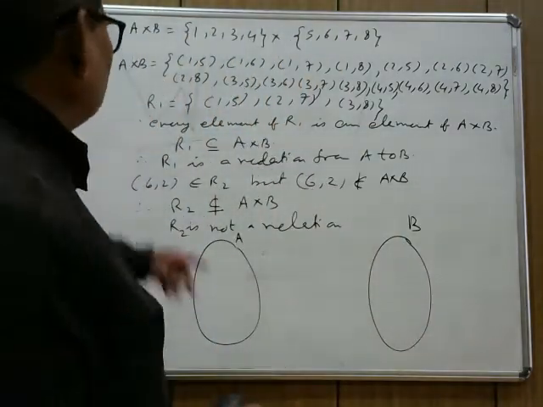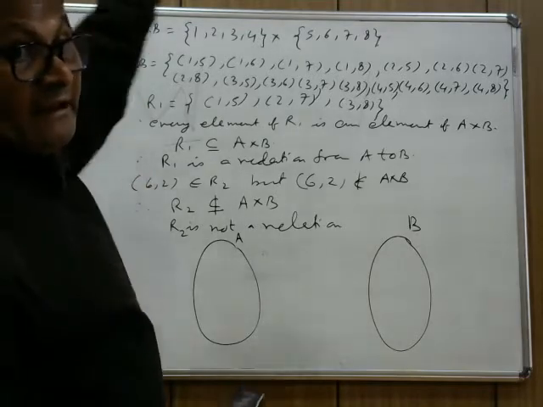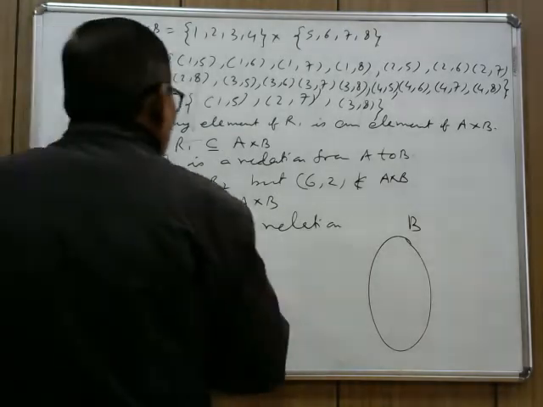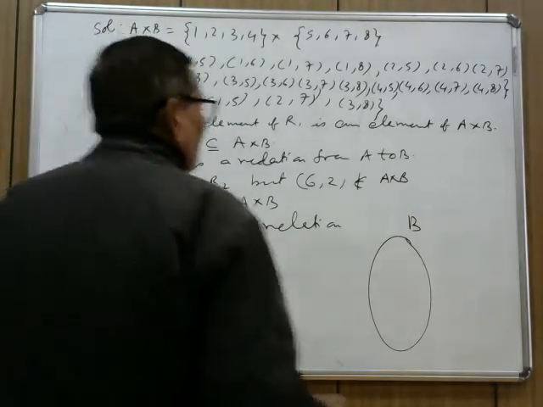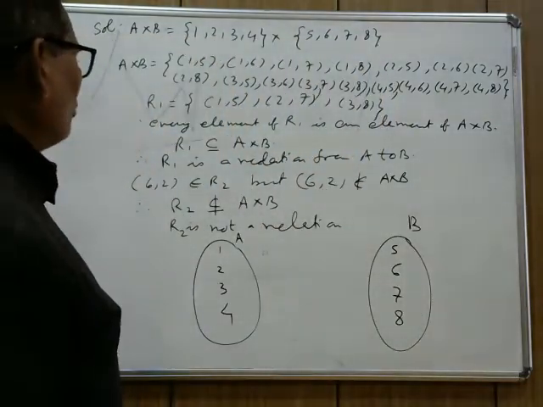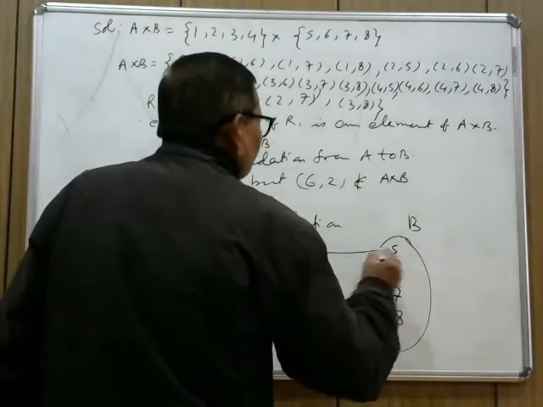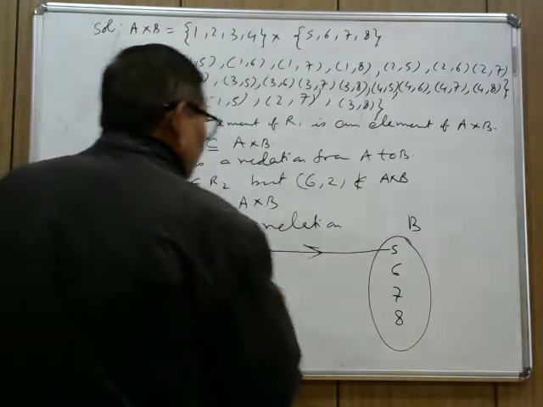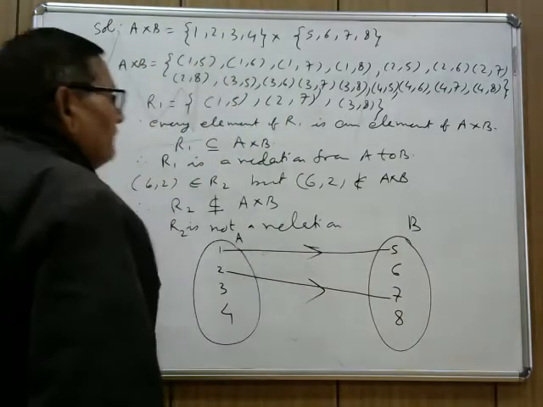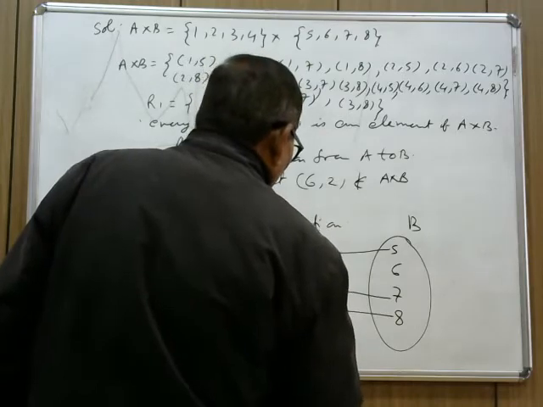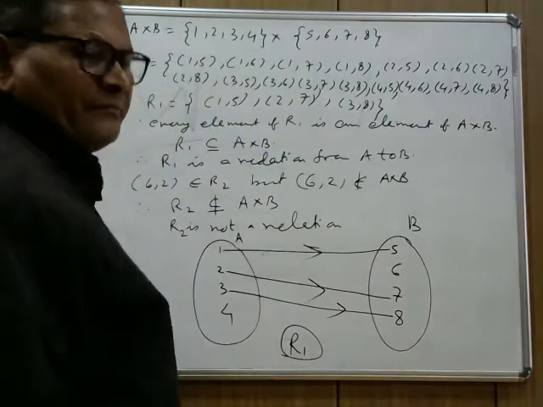So I am going to define this relation R1 from set A to set B. We need to write all the elements of set A and set B. The elements of A are 1, 2, 3, 4, and the elements of B are 5, 6, 7, 8, and here in R1, 1 is related to 5. Now 2 is related to 7, and 3 is related to 8. So this is the pictorial diagram for R1. This is the relation R1 from set A to set B.